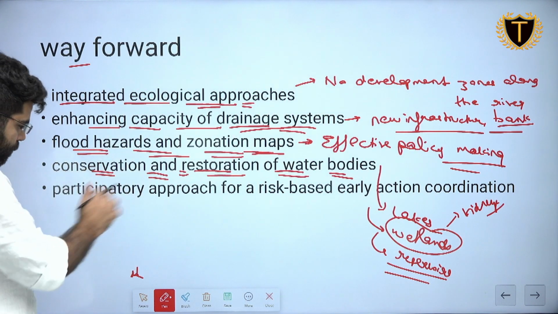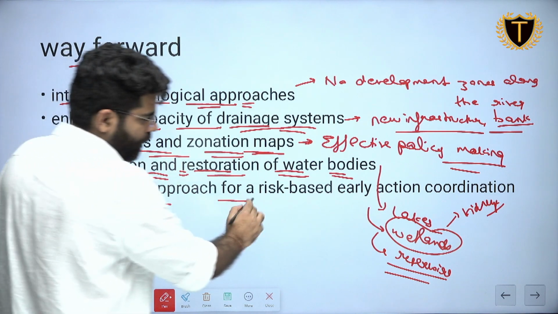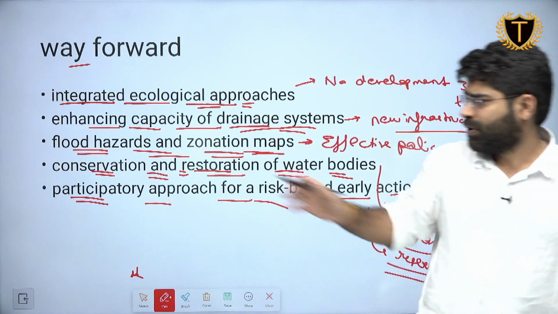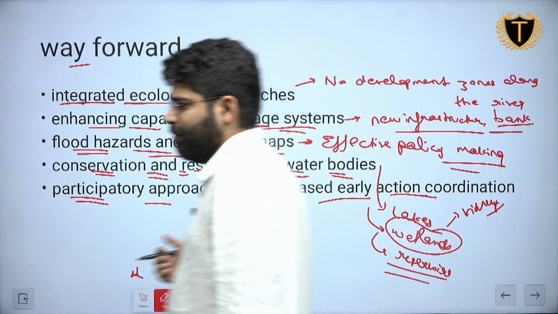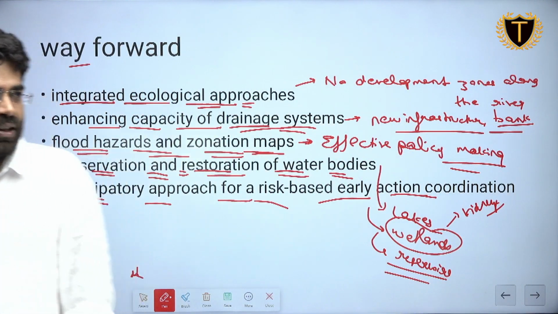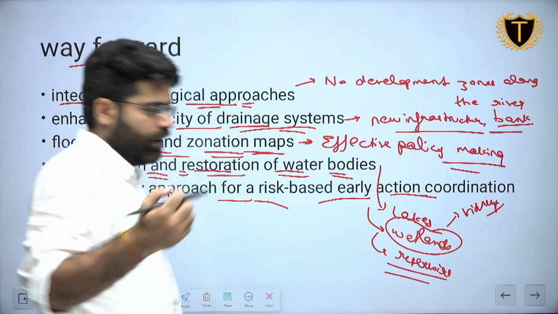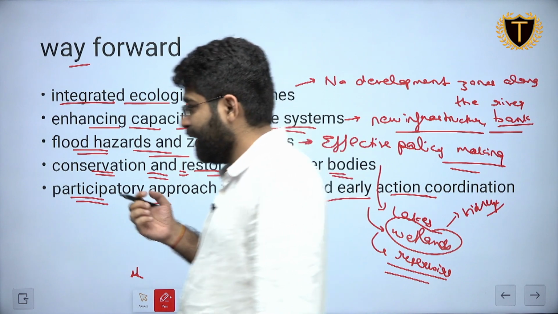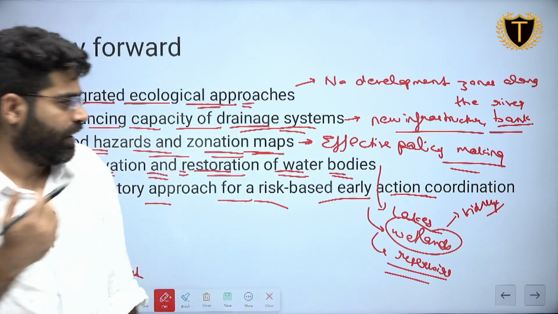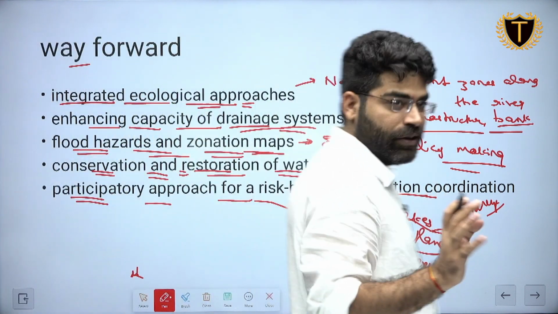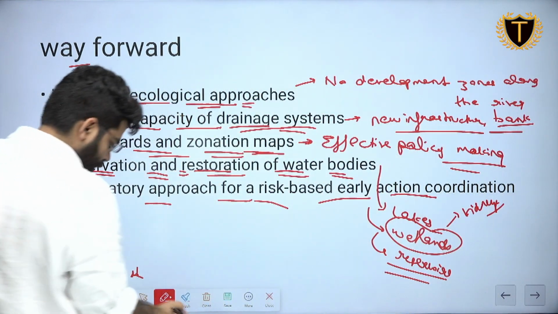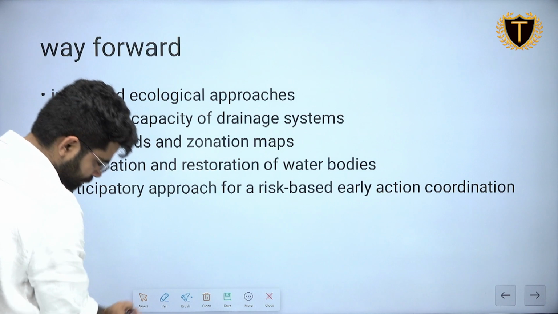Okay? Next point is participatory approach for risk-based early action coordination. This is almost like the same point. We need to have a stakeholder approach in which every stakeholder related to that particular urban area should be involved, so that participatory governance can happen and the chances of flood happening can be reduced. Clear? All right. We move to the next slide.